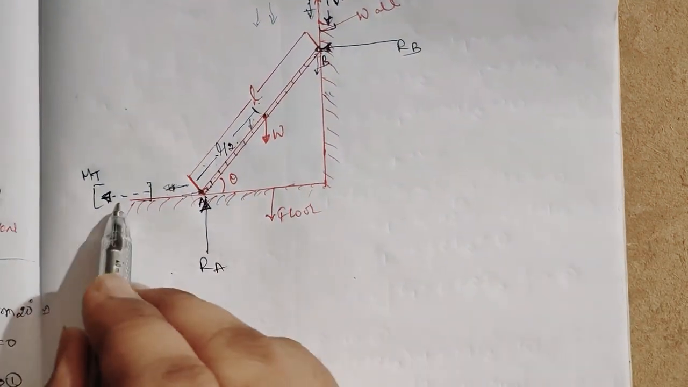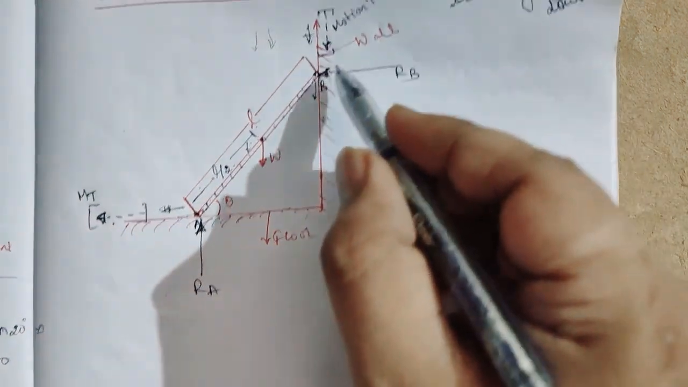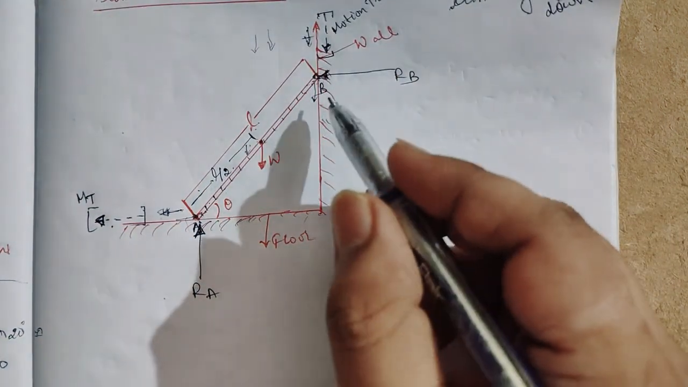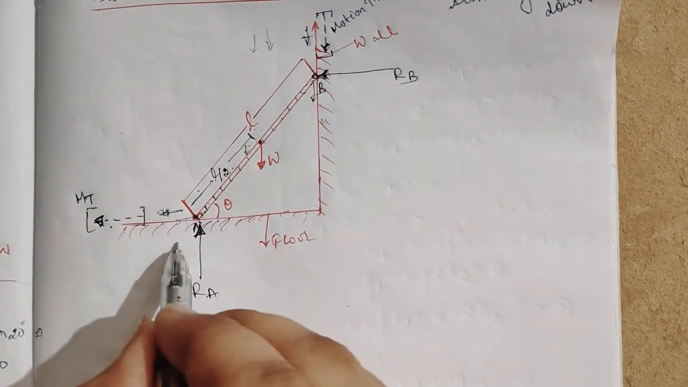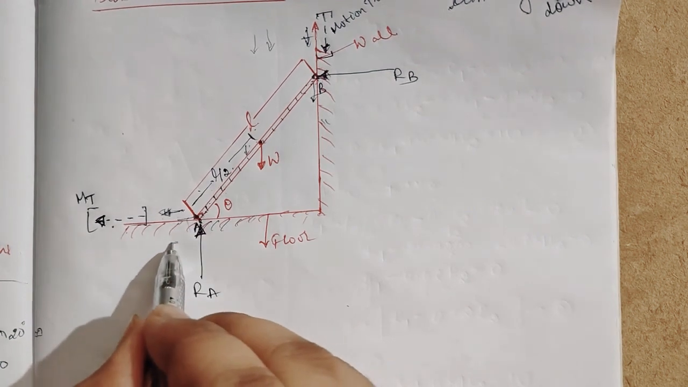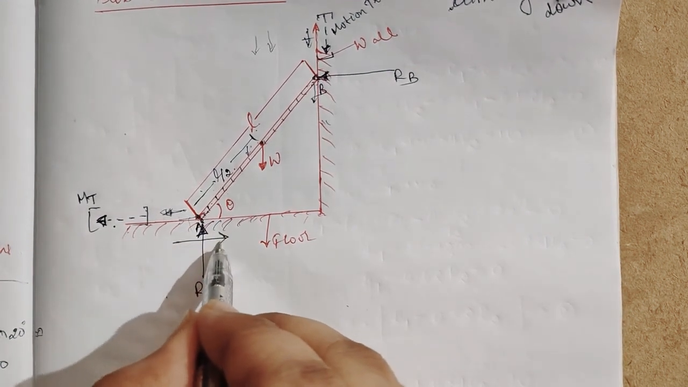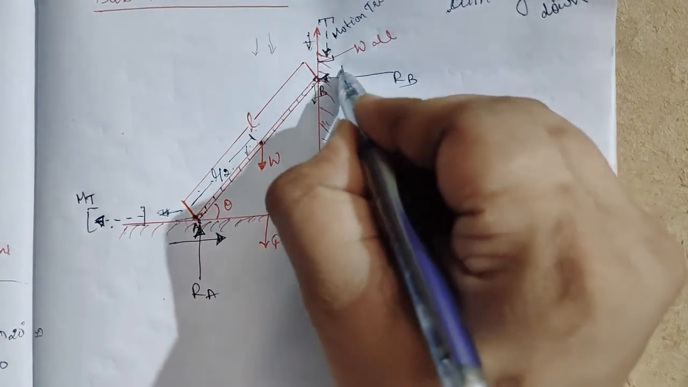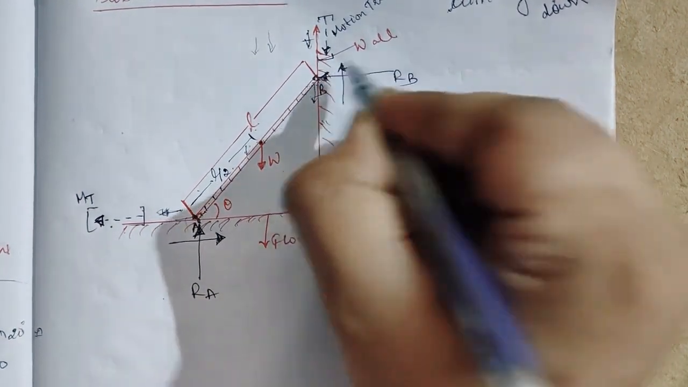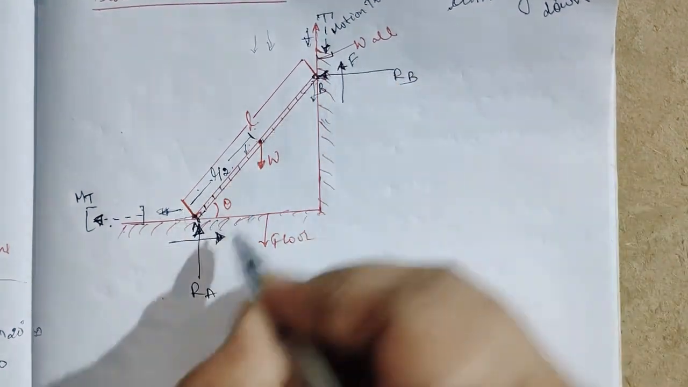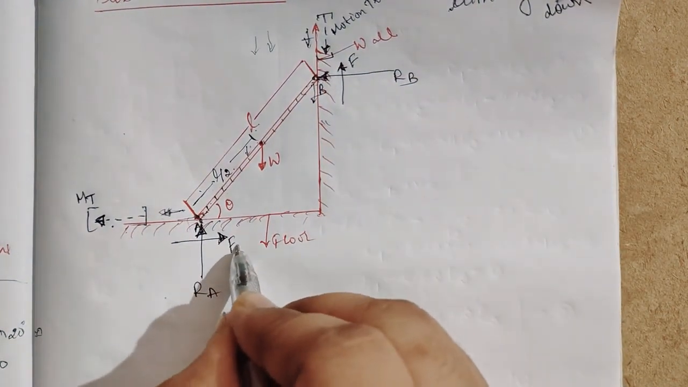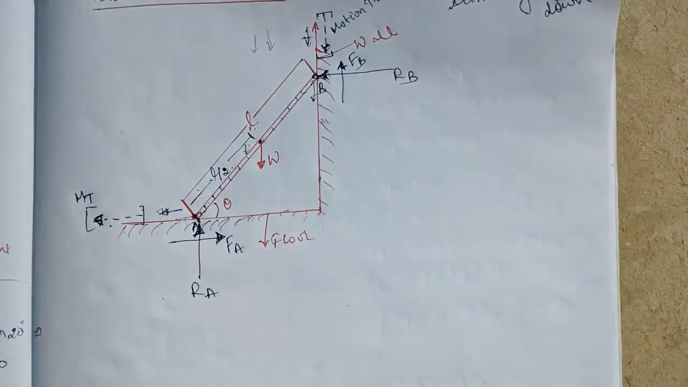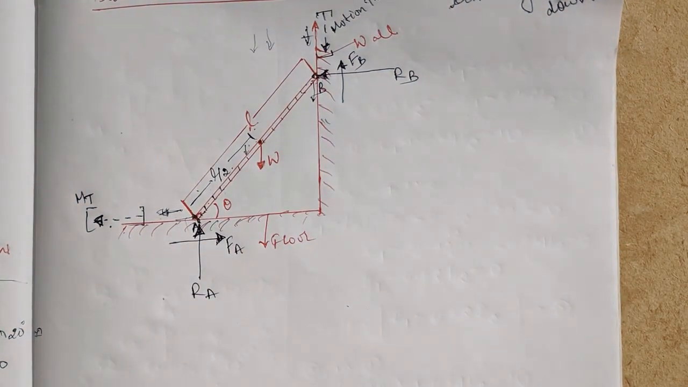So when the motion trend is in this downward direction, how will the friction be? Friction will be opposite to that. So at this point the friction will act in this direction, in the upward direction. So this is friction. This is FA and this is FB.